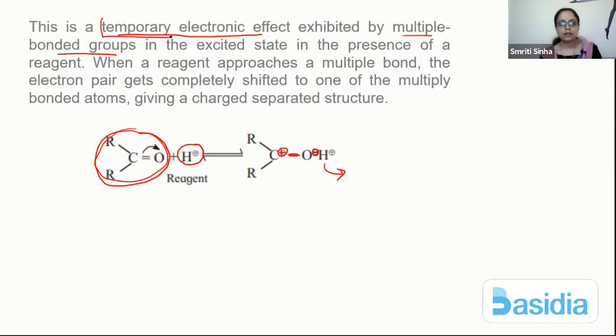You need to remember this is a temporary effect. Resonance and inductive were the permanent effect, but this is a temporary effect and it is only and only seen in multiple bonded groups and in the presence of reagent. Once the reagent is removed, the things will become normal.